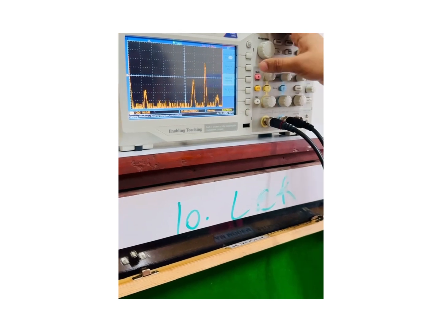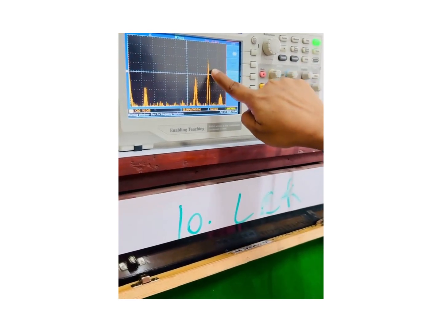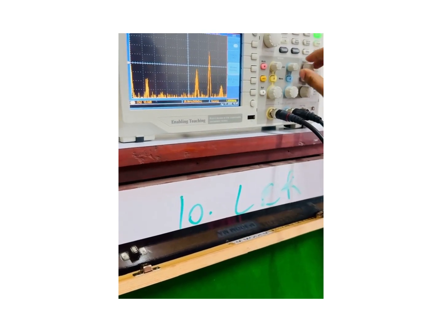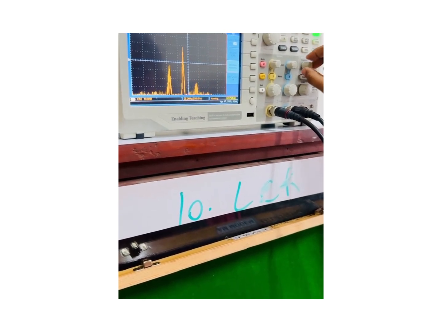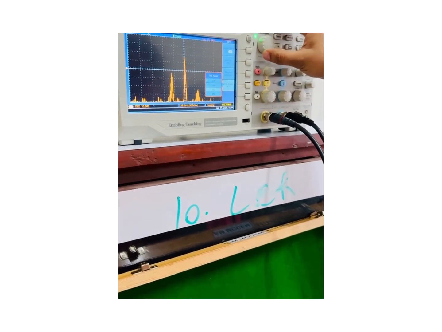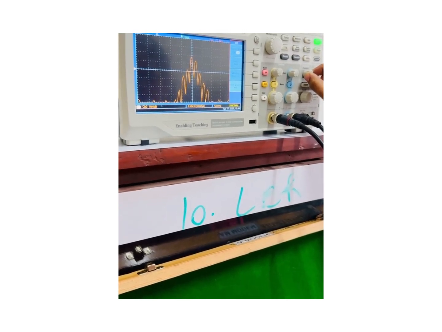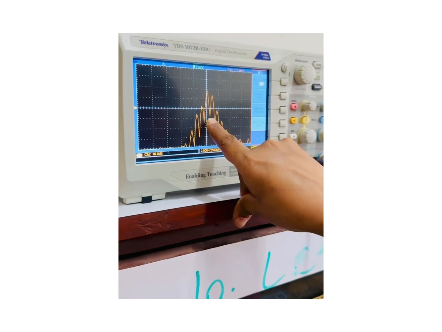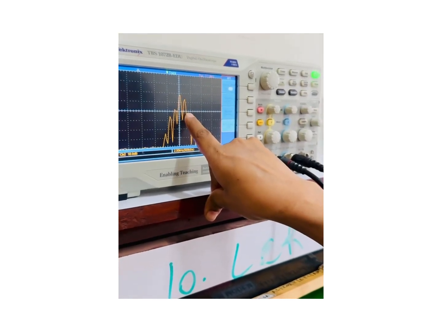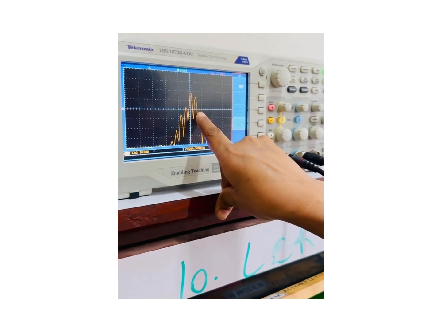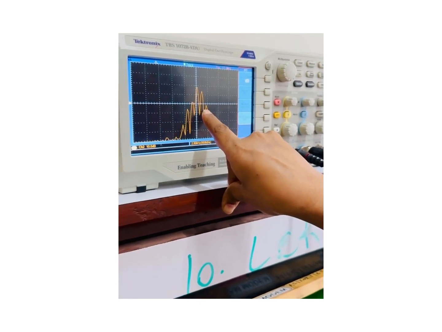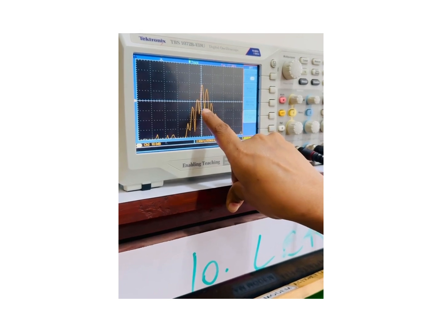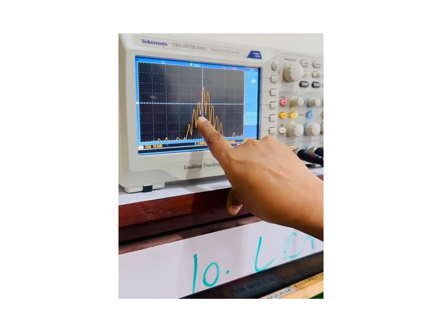The window is to be selected as Hanning, and adjust the highest peak at the center of the screen of the DSO. And to observe the sidebands properly, we need to zoom the spectrum. Let's zoom it by 10. So here we can observe that the center lobe indicates the carrier frequency, the power in the carrier. The adjacent lobe, the upper side lobe, is the USB, which is at FC plus FM frequency, and the lower side lobe is spaced at FC minus FM frequency.